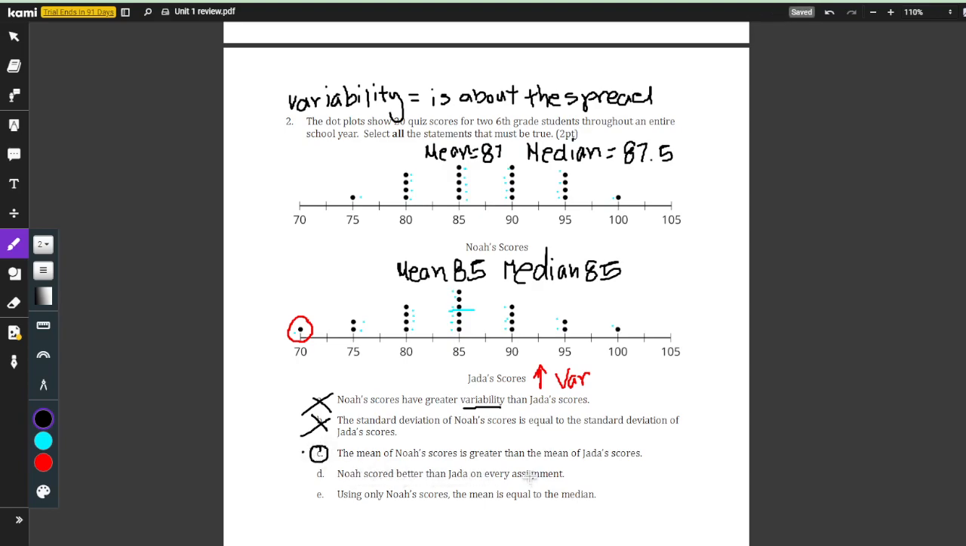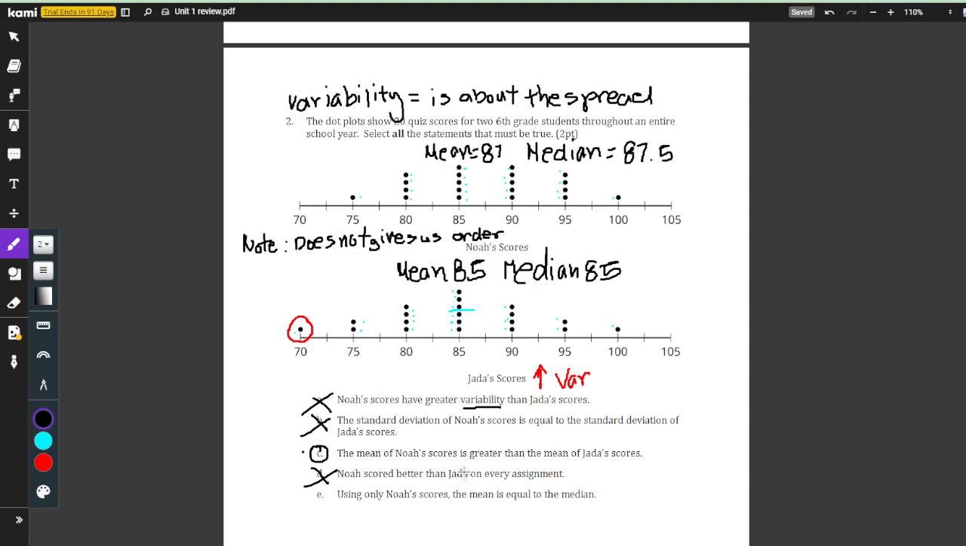Noah's score is better than Jada's score in every answer. Unfortunately, this doesn't tell me order. Put a note that distributions do not mean order. Okay? None of the graphs gives us order. We don't know what went first, what went second, what went last, or anything like that. So Noah could have started with the 75 and then Jada could have gotten the 100. And then the next one could have been Noah got a 90 and Jada got 75. We don't know the order of everything, so we definitely know that's wrong.